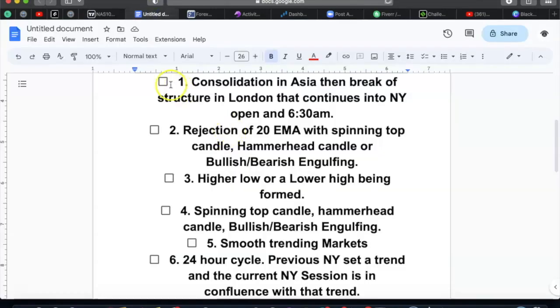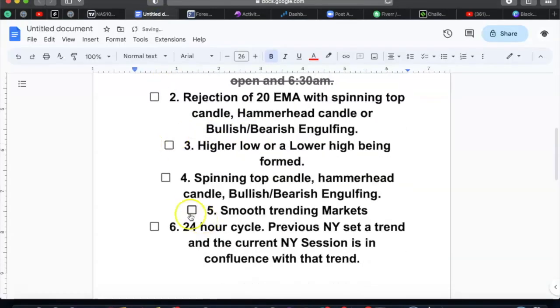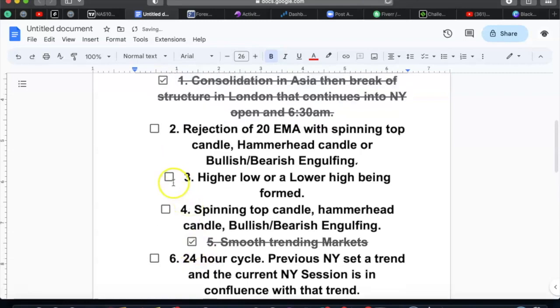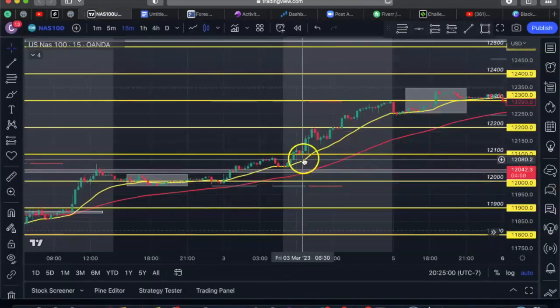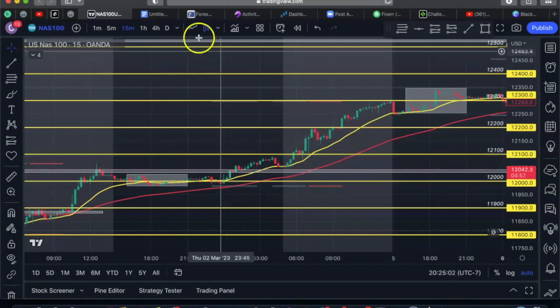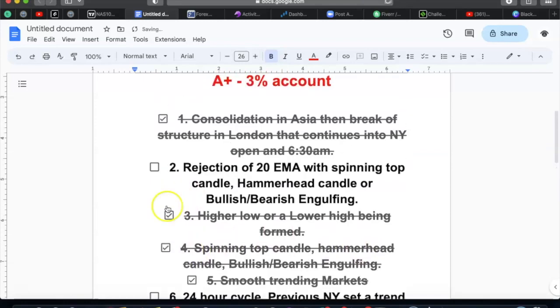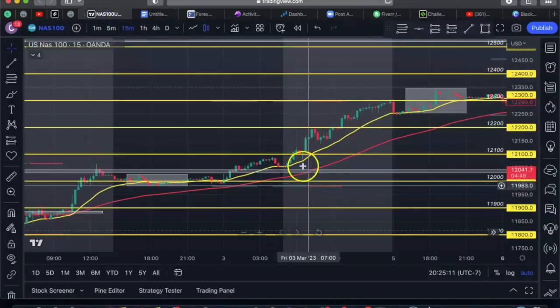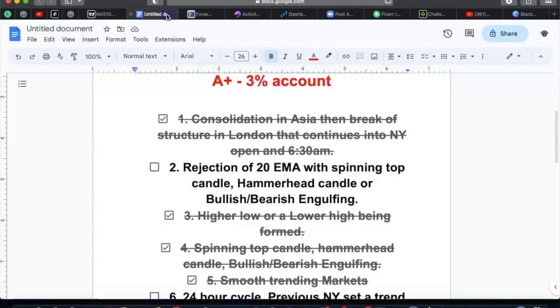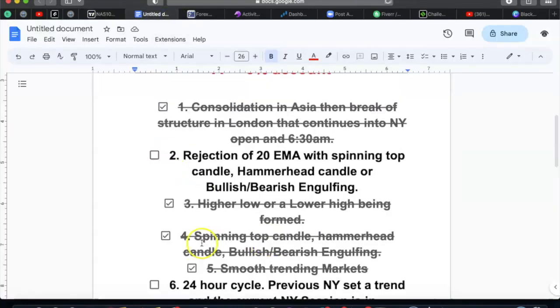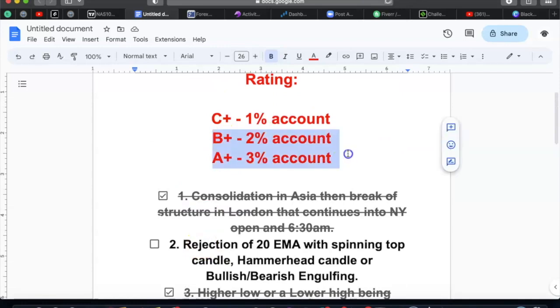I was like, all right, cool. We got the consolidation right here. We got smooth markets. Then I sold this candle close right here, 6:30 to 6:45. I was like, there we go. We got a higher low that was formed. Plus, we have a hammerhead candle. Plus, are we rejecting the 20 EMA? We're not there, so I would have marked that. I have 4 of these marked off. B plus trade, baby.